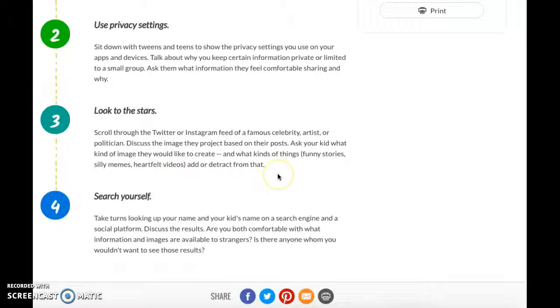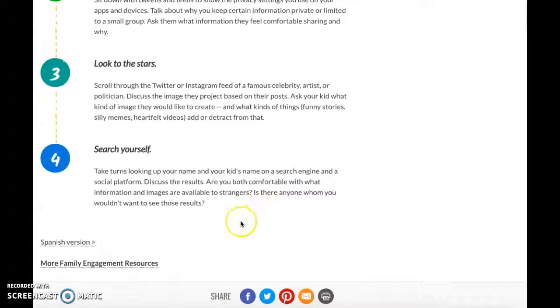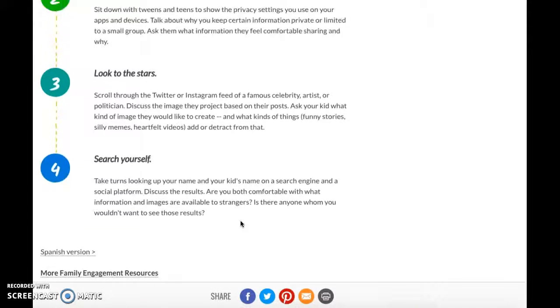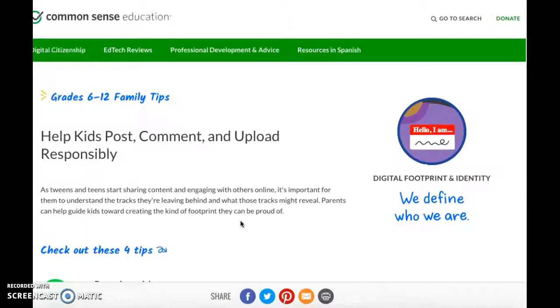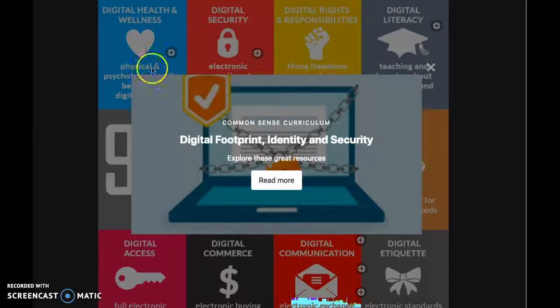Have these conversations with your kids about what things they should and shouldn't post. And also do those things, searching yourself and seeing what things you can find online about yourself, and just engaging in those conversations with your family. Again, many more tips and tools on this Common Sense resource, but this was just one I wanted to show you.